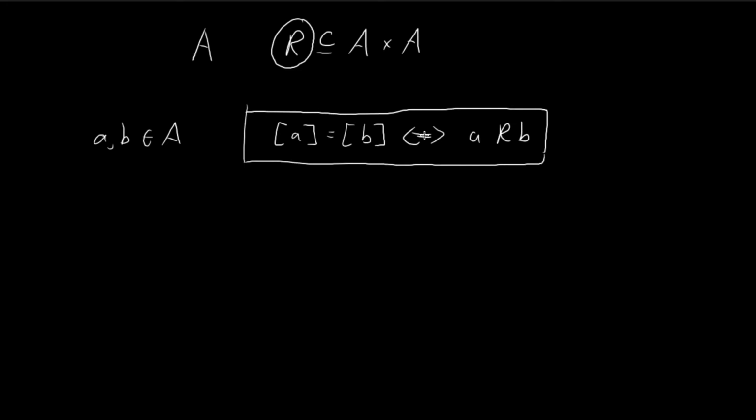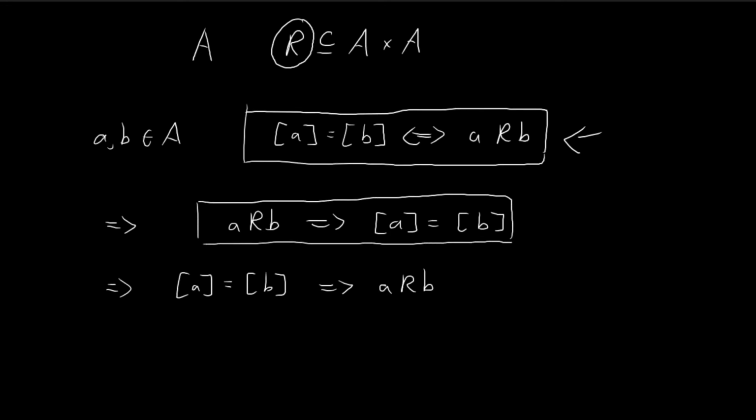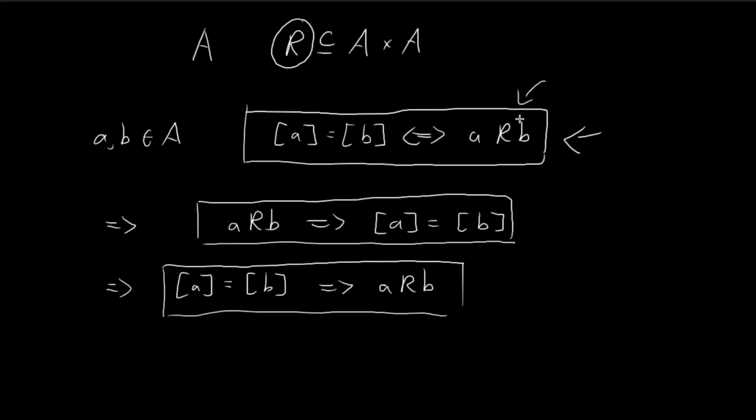Now in order to establish this if and only if relationship, first we need to show that if we know that the statement a is related to b is true, this immediately implies that the equivalence class of a is equal to the equivalence class of b. And then we need to show that if we know that the equivalence class of a is equal to the equivalence class of b, then this immediately implies a is related to b. So we need to conduct these two proofs separately. Once we've proven these two separate statements, then we would have established the statement we want to prove.